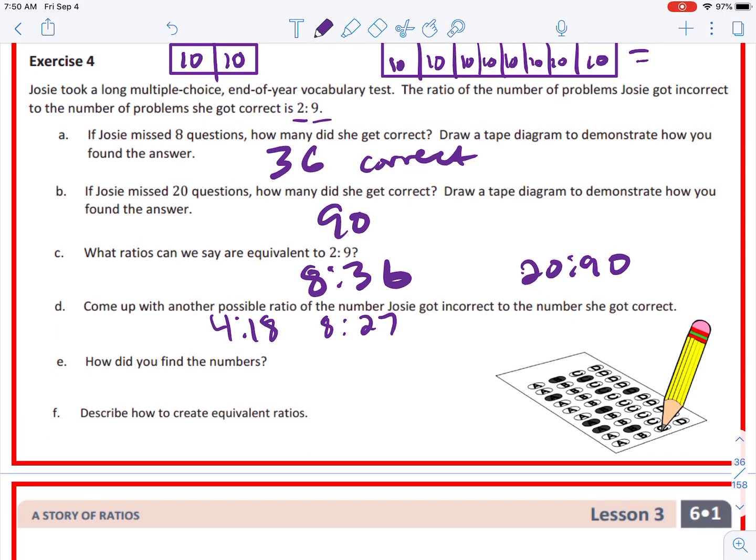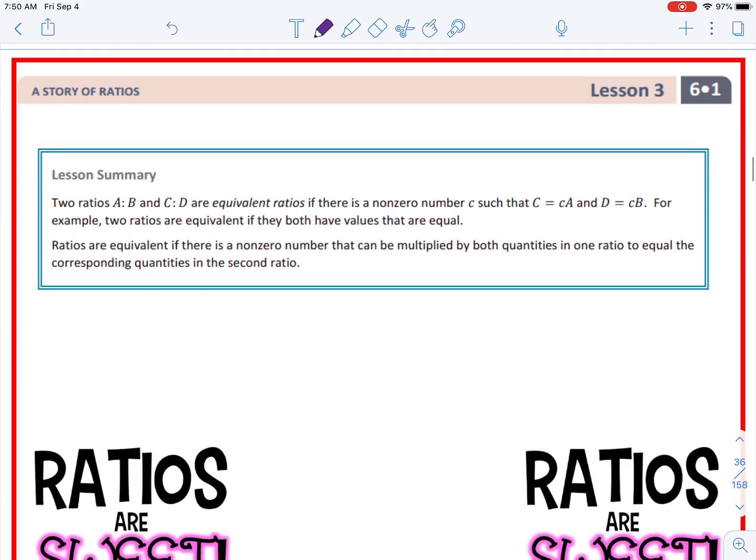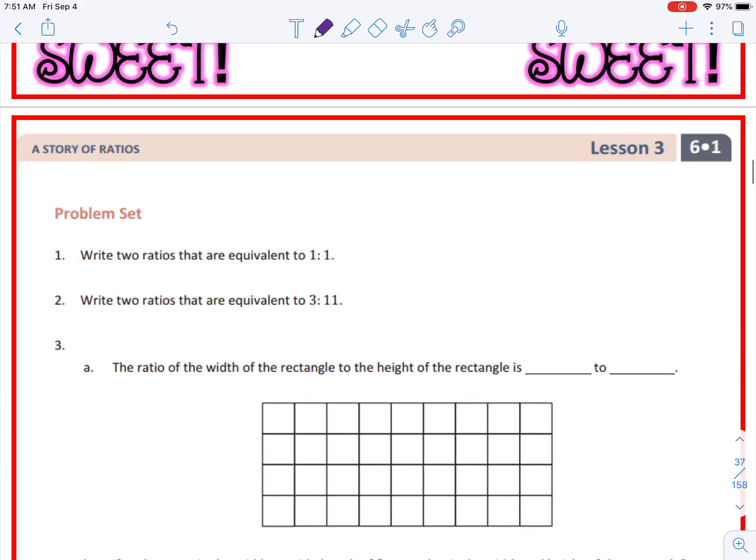How did we find these numbers? We can multiply or we can create a table, either way. Okay, lesson summary. Ratios are equivalent if there is a non-zero number that can be multiplied by both quantities in one ratio to equal the corresponding quantities in the second ratio. So if you can find a matching number that both of them got multiplied by, then they are equivalent. Hopefully you have no trouble doing this and using tape diagrams.